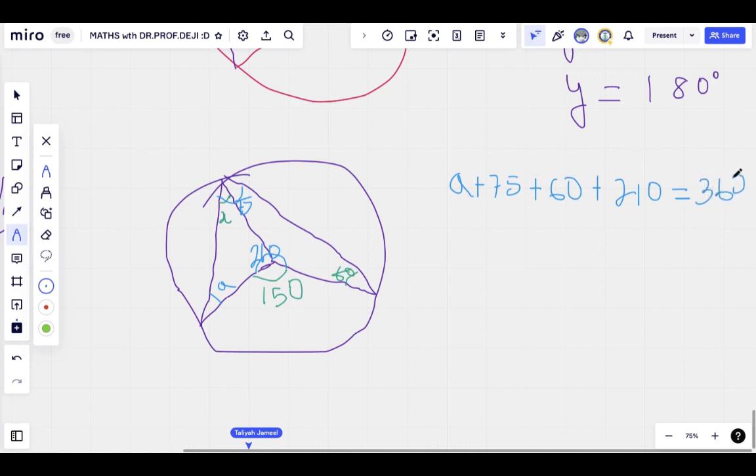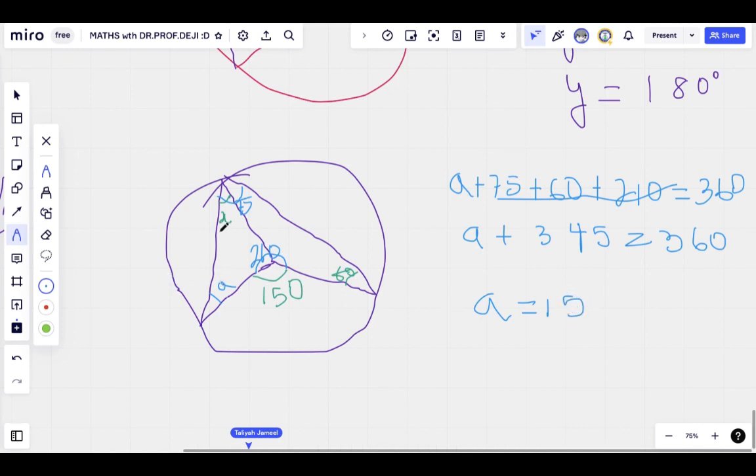Angles in a quadrilateral. So if you add this and this together, you get 345. So you say A plus 345 is equal to 360. So take it away from 360, 360 minus 345, you get 15, right? So angle A will be equal to 15.